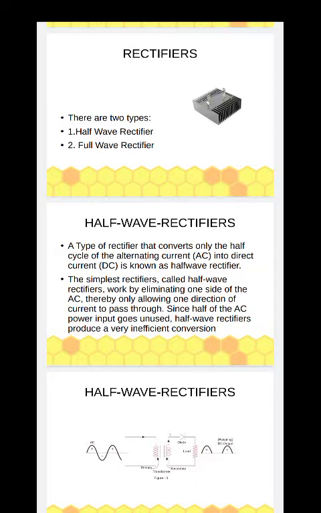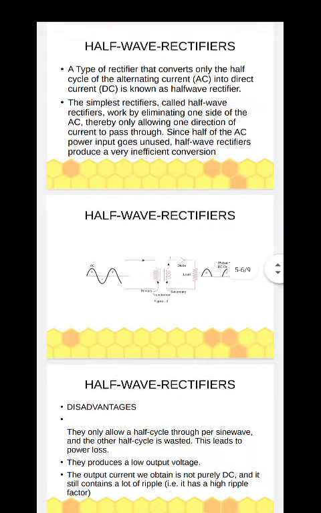The type of rectifier that converts only half a cycle of AC to DC is known as a half-wave rectifier. Simple half-wave rectifiers work by eliminating one side of the AC. The other side of the AC is wasted, since half of the AC power input is unused. Half-wave rectifiers produce a very ineffectual conversion. Now we see the diagram.